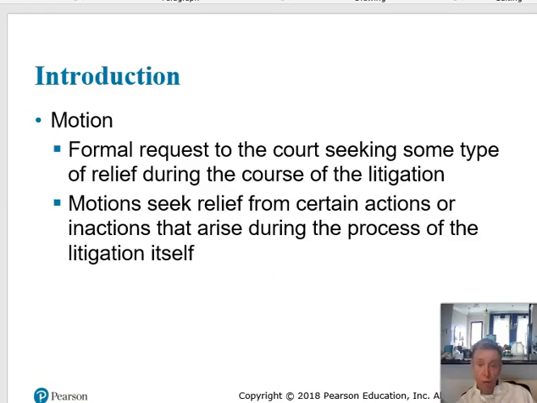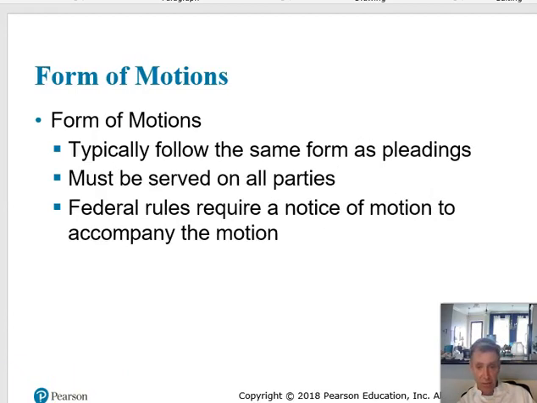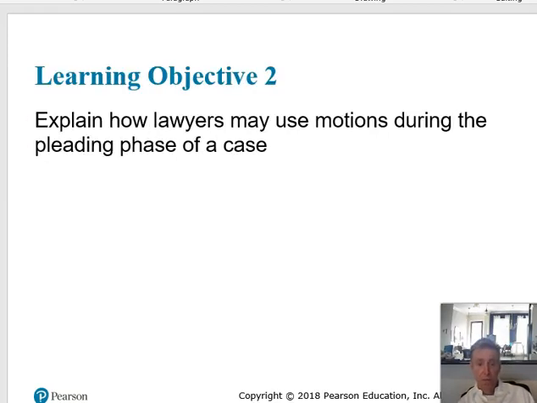Okay, a motion is a formal request to the court seeking some type of relief during the course of the litigation. Motions seek relief from certain actions or inactions that arise during the process of the litigation itself. Forms of motion typically follow the same form as pleadings, must be served on all parties, and federals require a notice of motion to accompany the motion. So you make a motion to the court, there should also be a notice of a motion to the other side that you've made this motion.